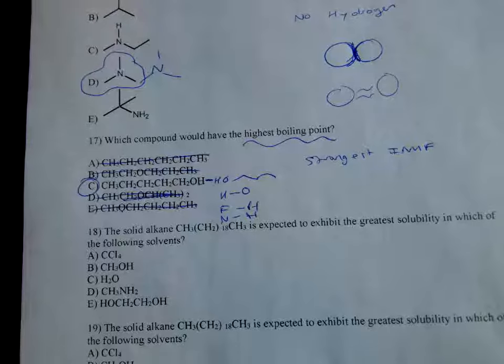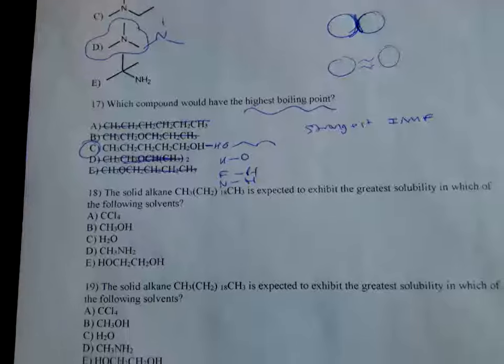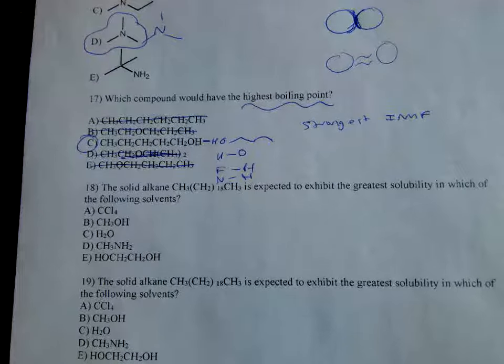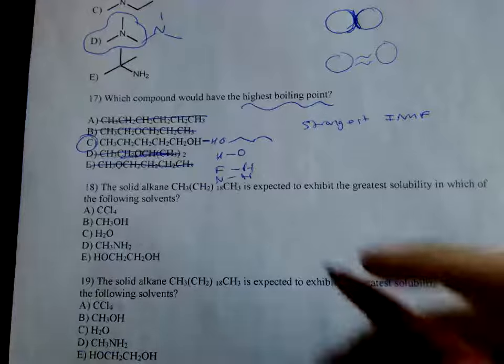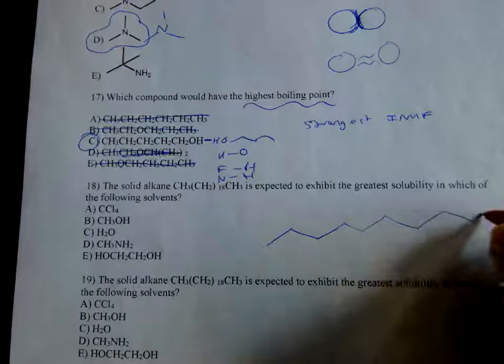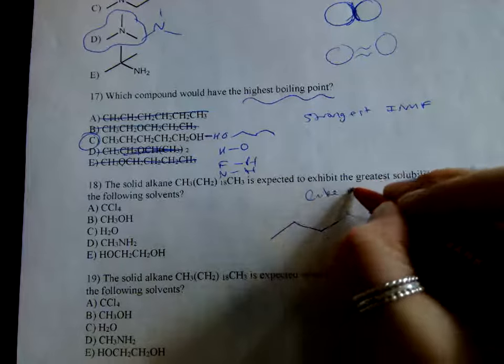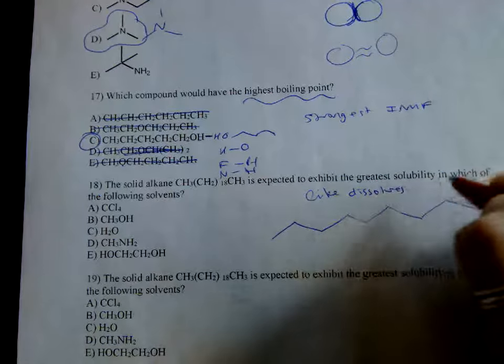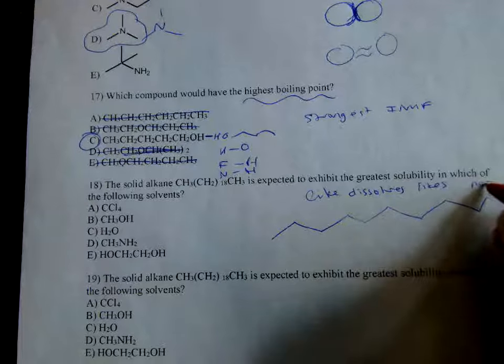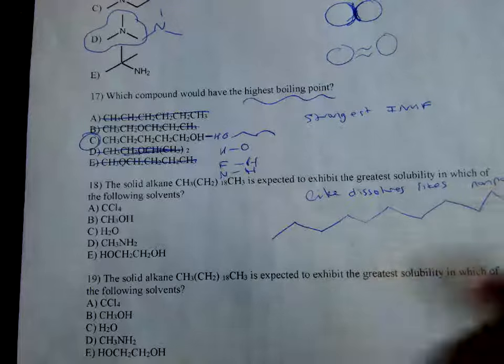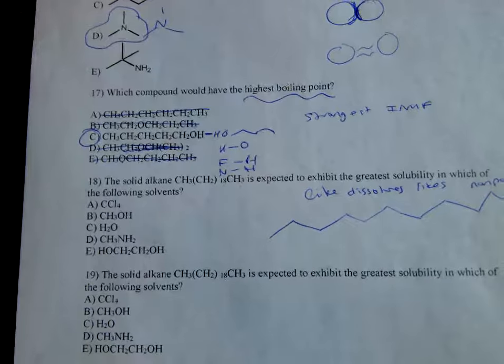And last but not least, because for whatever reason, 18 and 19 are the same one. For question 18, the solid alkane, CH3CH2 18 CH3, so that's just like a long carbon chain that goes on forever. It repeats 18 times. It looks something like that. What would it have the greatest solubility in? So this is the principle of like dissolves like. I don't know if you remember that from OChem, but you want something else nonpolar. This is a nonpolar molecule, so you want something else nonpolar.